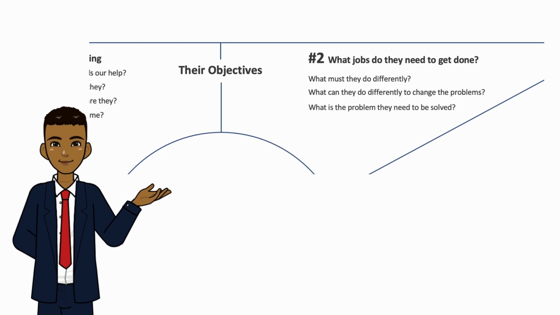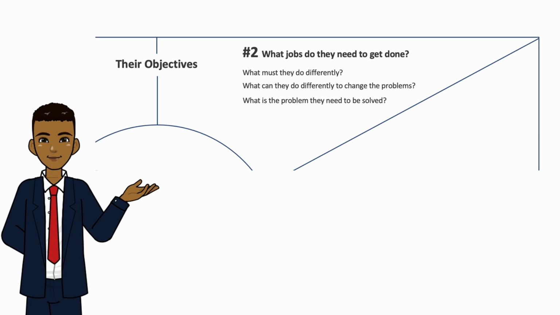Now, for the second part of the empathy analysis, it's all about what jobs they need to get done. In other words, what problems they need solving. As well, this particular question also has some sub questions, such as what must they do differently? In other words, what can they do to amend their situation? What can they do to help themselves? You know, what are the alternative solutions out there that they can use in order to help them solve their particular problem?